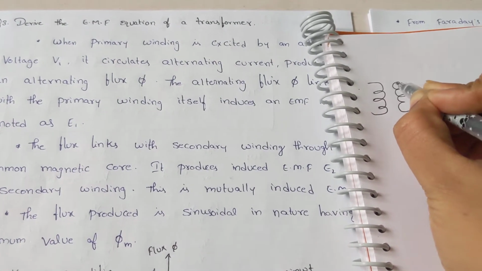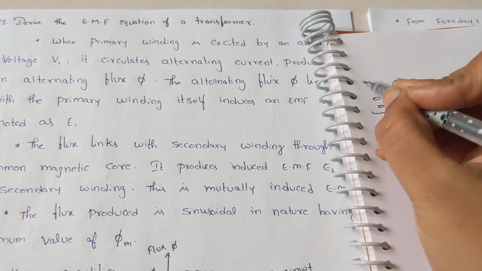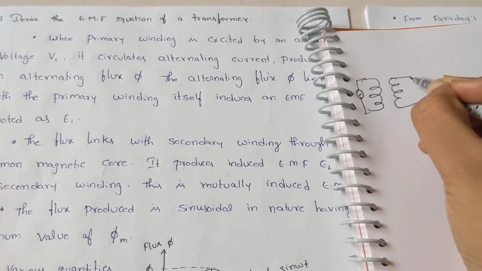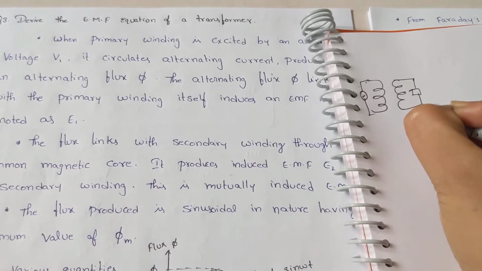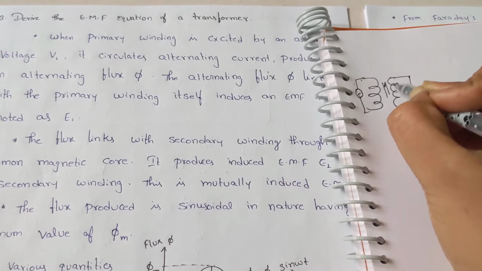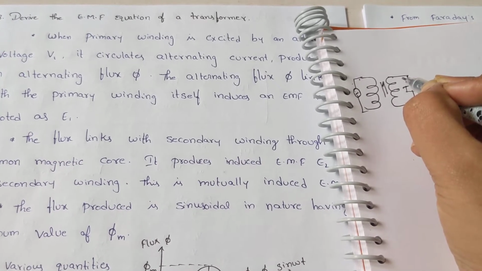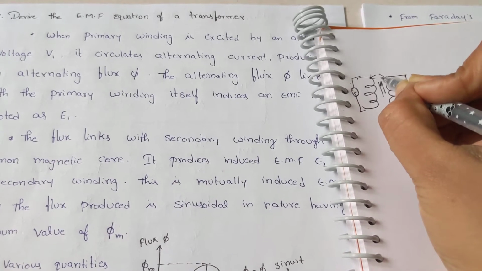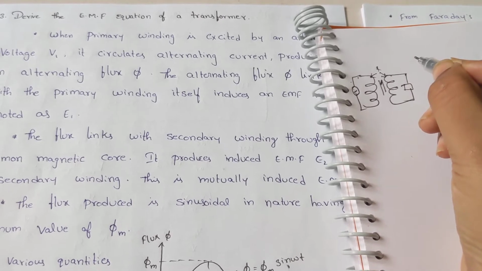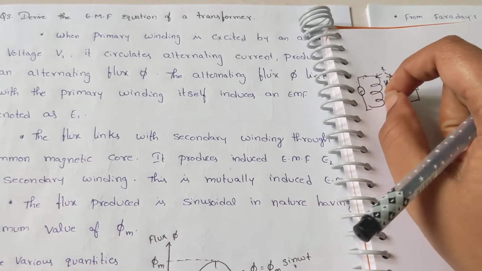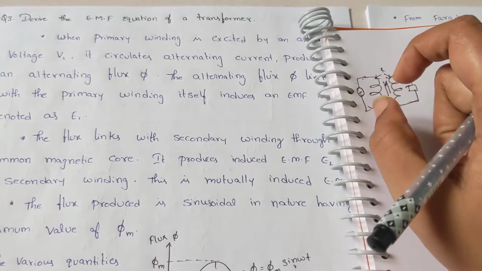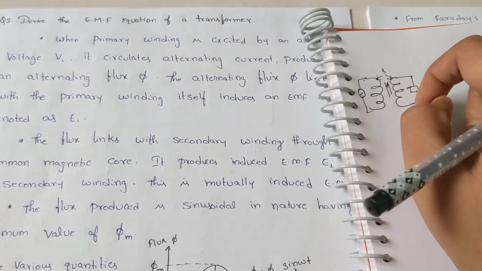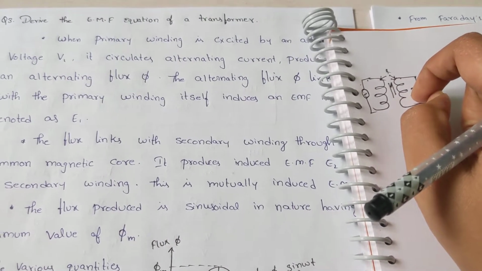The first winding we call the primary winding, which we excite with a source, and the second one is the secondary winding where we connect the load. There is no electrical connection between the primary and secondary windings. There is only magnetic coupling between them. Because of the induced EMF from the primary winding, an EMF is induced in the secondary winding and circulates current to your load.